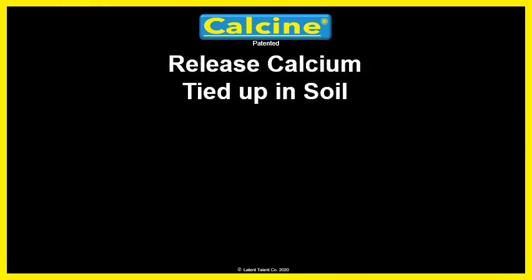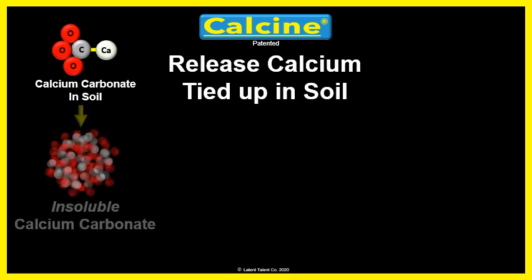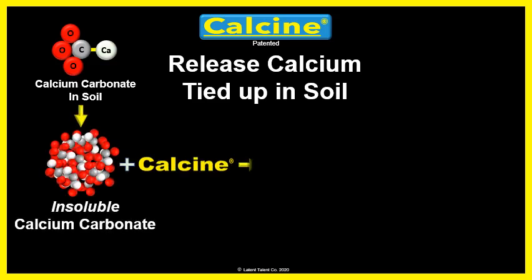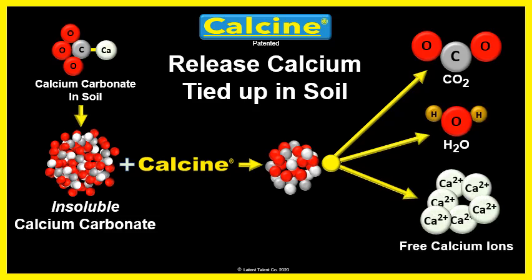Calcium is abundant in soil in the form of calcium carbonate. However, in this form, it's insoluble and largely unavailable. The addition of calcine solubilizes calcium carbonate, and this process releases carbon dioxide, water, and most importantly, free available calcium ions.